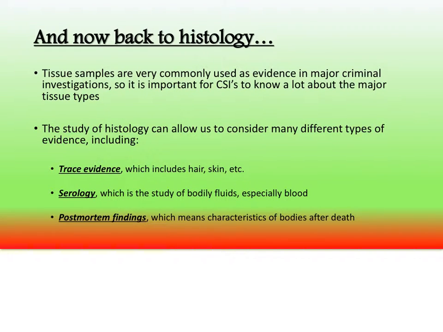Now, tissue samples are very commonly used as evidence in a criminal investigation, particularly when we're talking about some sort of homicide investigation or something like that. We are most certainly going to see tissues become evidence. Now, studying histology gives us a bunch of different types of evidence. For example, trace evidence, tiny stuff, could include hair and skin, which, as we'll see in a minute, are both examples of tissues.